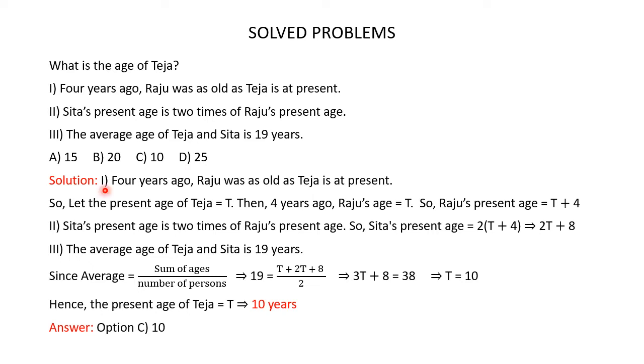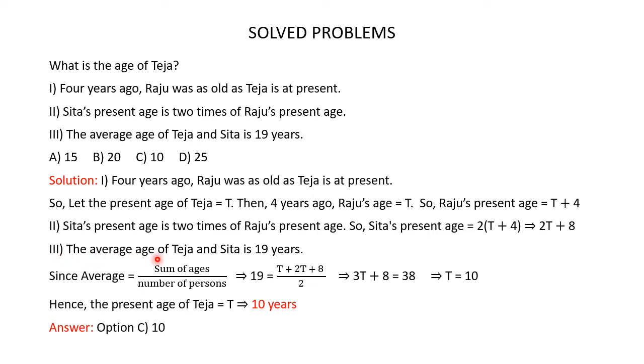Now, statement 1 says 4 years ago, Raju was as old as Teja is at present. So let the present age of Teja be T. Then 4 years ago, Raju's age also would have been T. Now, if 4 years ago Raju's age was T, then Raju's present age will be T plus 4. Statement 2 says Sita's present age is 2 times Raju's present age. So Sita's present age is equal to 2 multiplied by T plus 4, which is 2T plus 8.